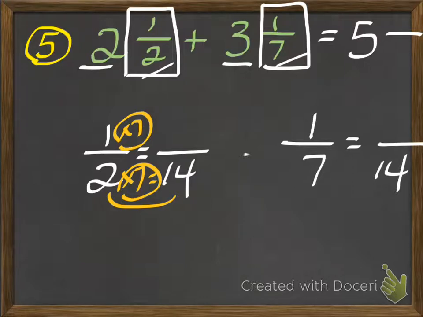I change the 2 by multiplying times 7, so I have to change the 1 by multiplying by 7. 1 times 7 is 7. Now let's do 1/7 because I'm done with this fraction. I've got 7/14. Let's do 1/7.